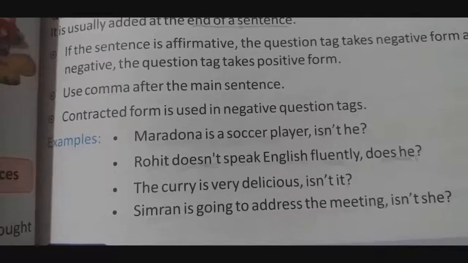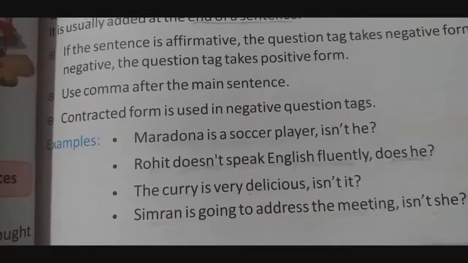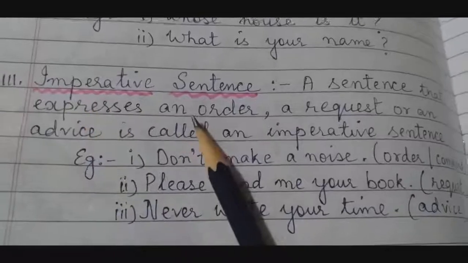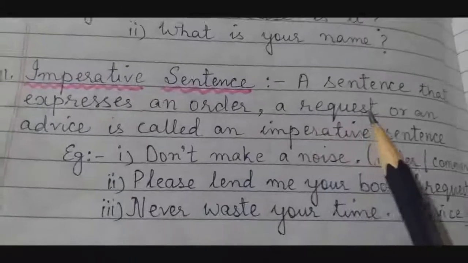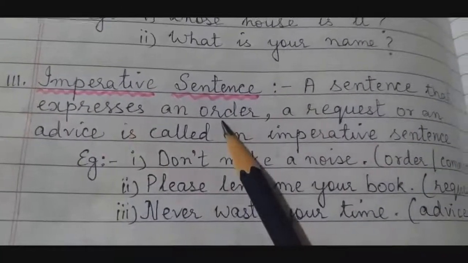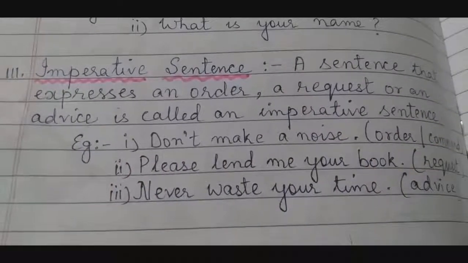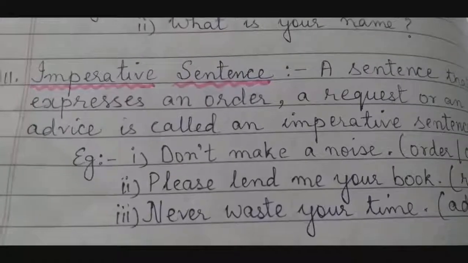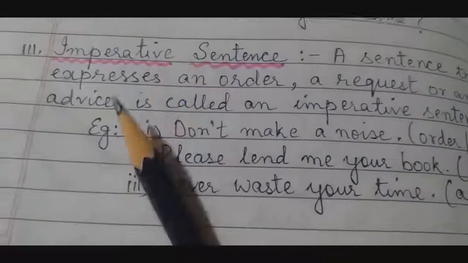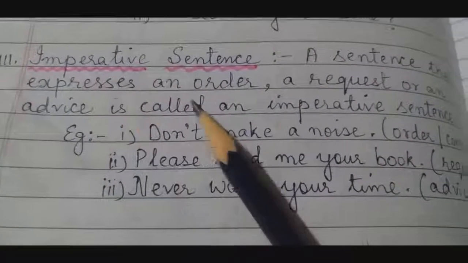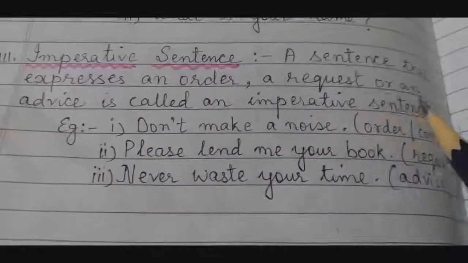So what is the next kind of sentence? It is imperative sentences. Number third is imperative sentences. So let us see what is an imperative sentence. A sentence that expresses an order, a request, or an advice is called an imperative sentence. Express means to tell, to show. It shows an order, a request, or an advice.